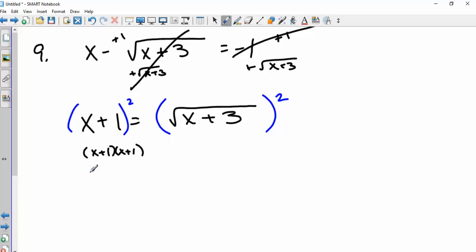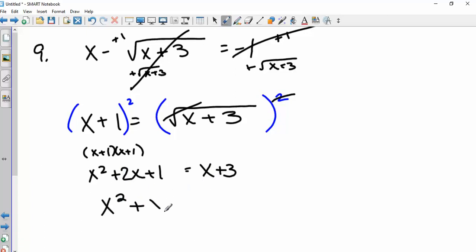So that would give me x squared plus 2x plus 1. Over on the left, the square root and the square drop, and we just have x plus 3. So make sure you recognize when you will have to FOIL. You'll probably have that pop up on your test. Then it's a quadratic, so we set it equal to 0. So if I subtract over my x, subtract over my 3.